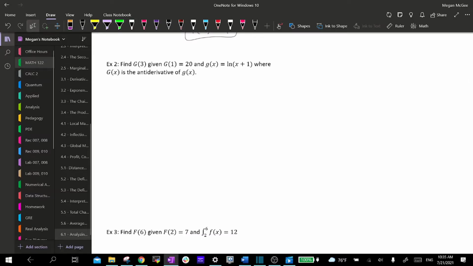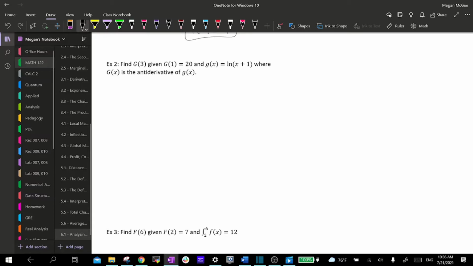So here we're asked to find capital G of 3, given capital G of 1 is equal to 20, and lowercase g is equal to natural log of x plus 1. So here, capital G is the antiderivative of lowercase g. Lowercase g is our derivative, it just doesn't have the prime on it. We're now using uppercase versus lowercase, okay?